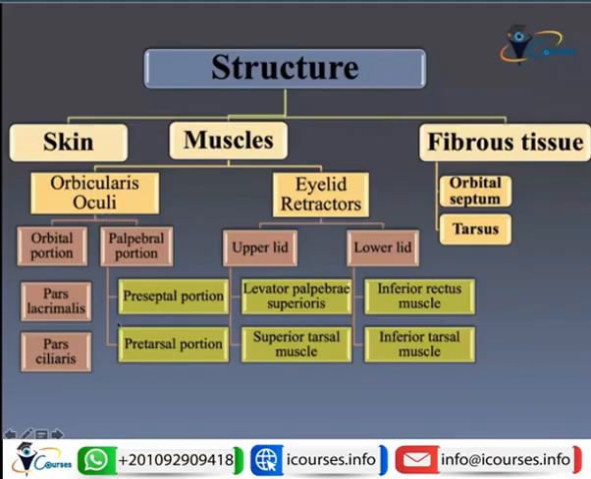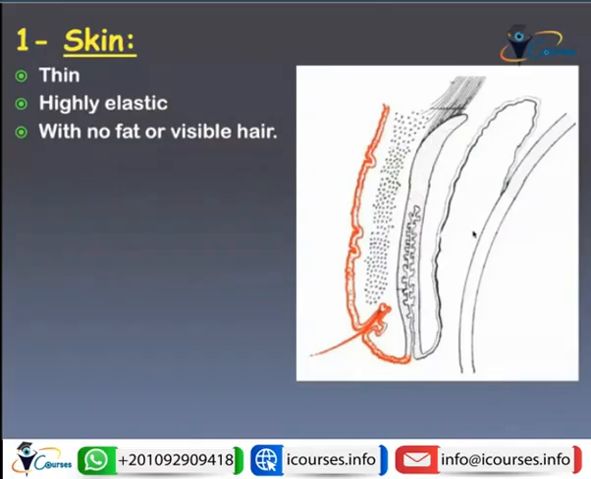The orbicularis oculi has four parts: orbital, palpebral, lacrimal part, and the ciliary part. While for the eyelid retractors, we have upper lid retractors and lower lid retractors. For the upper lid retractors, we have the levator palpebrae superioris that we discussed yesterday, and the superior tarsal muscle. While the lower lid retractors are the inferior rectus muscle and again the inferior tarsal muscle. Then we have fibrous tissue like the orbital septum, like the tarsus, the levator. So let's first start to have a general idea about the anatomy, or the structure, of the eyelid.